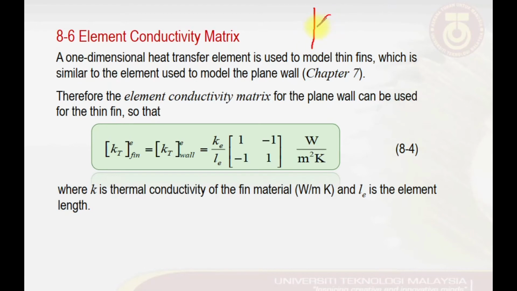And again here, before we can solve the simultaneous equations kt equal to r, we have to supply the element conductivity matrix for each element. For solving this thin fin problem in a one-dimensional approach, a similar element conductivity matrix as we used for solving the plane wall problem can be used, and it is given by equation 8.4 here.